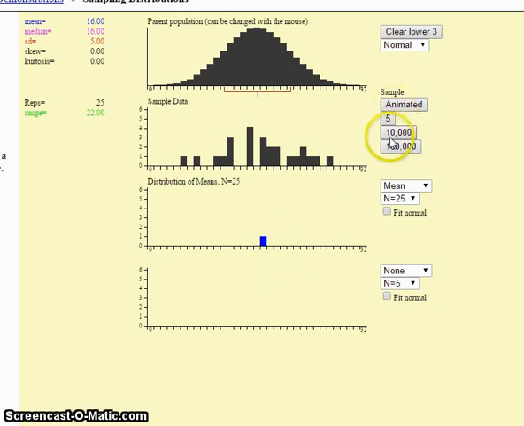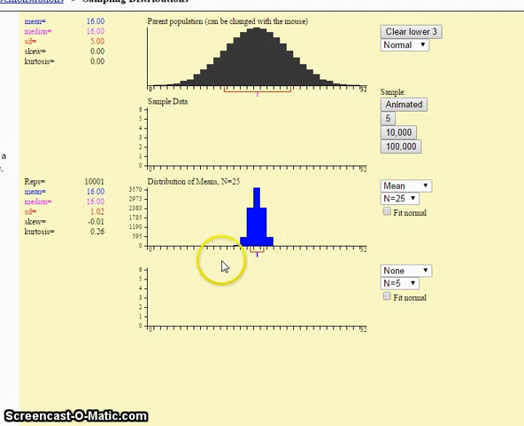Now do that again 10,000 times, and we can see that the distribution is still centered at the true mean, same as the population, but the spread has become much less spread out. It's basically reduced by a factor of the square root of 25. However big my sample is, the spread is going to get smaller by the square root of that. So this is one way that we can apply the central limit theorem.